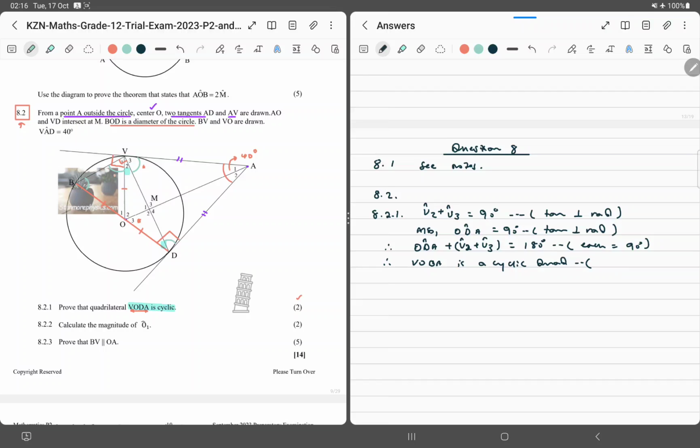Why? Because we know that the converse of opposite angles of a cyclic quad. We proved that they are supplementary. Normally we are told it's a cyclic quad, therefore the opposite angles are supplementary. Now we proved the supplementary state of those opposite angles. Conversely, that should be a cyclic quad.